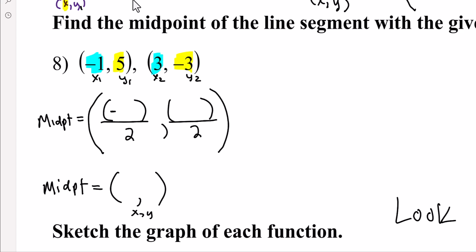So our x's are -1 plus 3, divide by 2. Well, -1 plus 3 is 2. 2 divided by 2 is 1. And then for the y values, 5 plus -3. Well, 5 plus -3 is 2. 2 divided by 2 is 1.